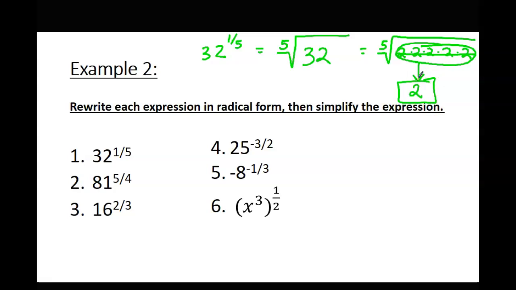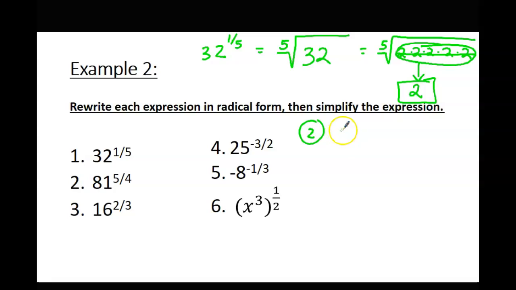Write down number 2, please. Write down number 2. You're welcome. All right, number 2.